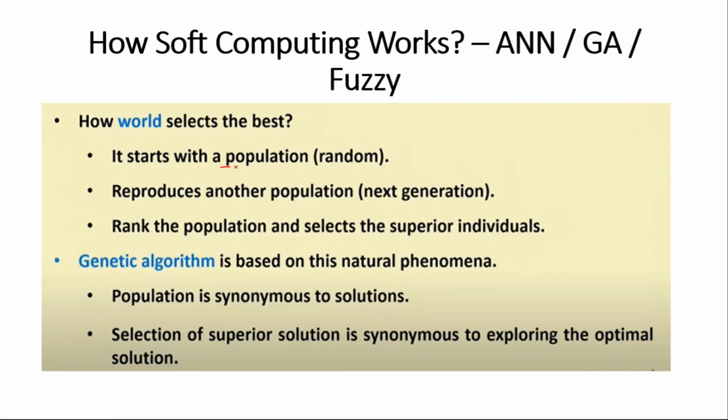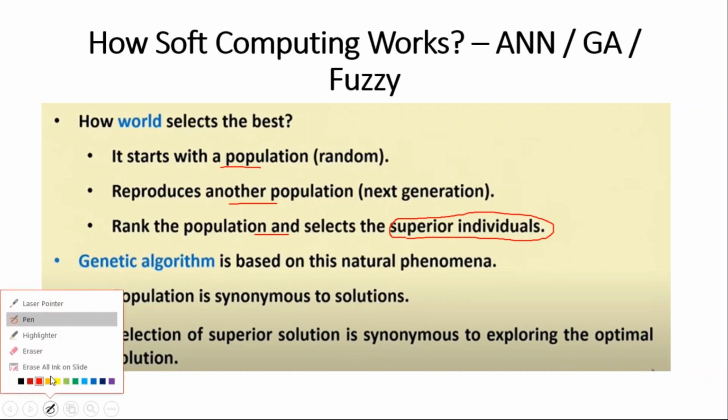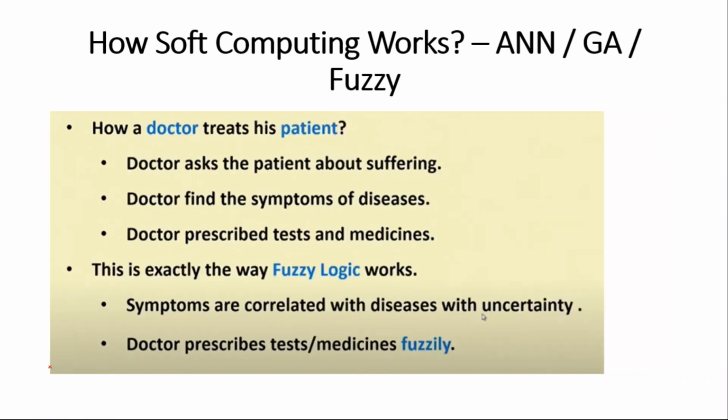Where we take a random population. Using this random population, you produce another population, then rank the population and select the superior individuals, which is nothing but superior solutions. Okay, so this process ends once you are happy with the solution. Once you feel that okay, this solution is fine, then you can stop. If you are not happy with the solution, again you reproduce, again you compare, like that it continues, right? So that technique is called a genetic algorithm.